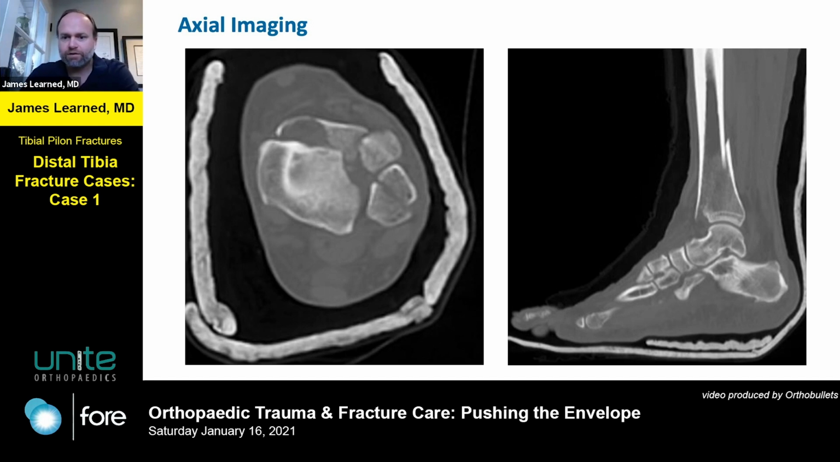And on the sagittal, we can see that there's some posterior and cranial translation of the tibio-talar joint, although it seems to be moving relatively en masse. So we're not seeing a lot of articular impaction, at least at this cross section.